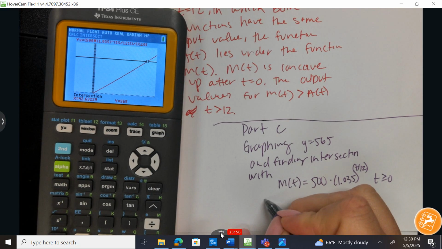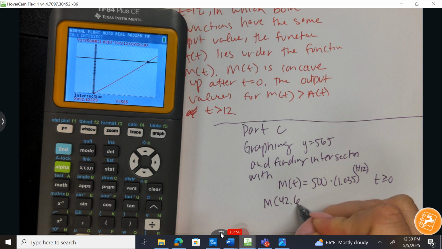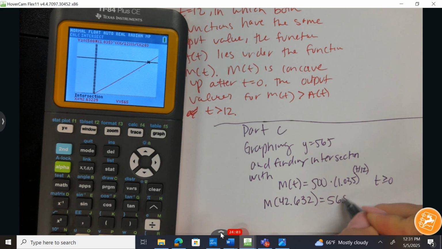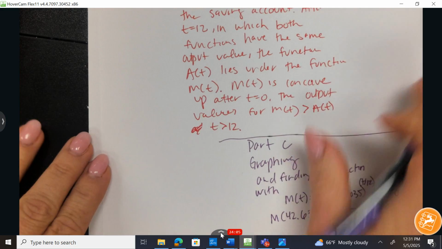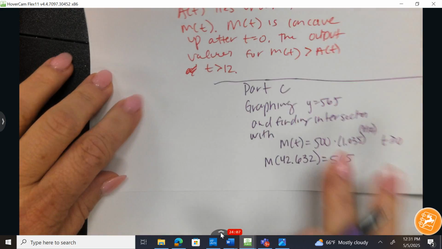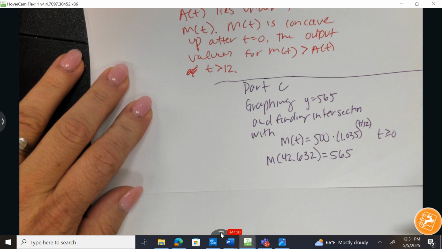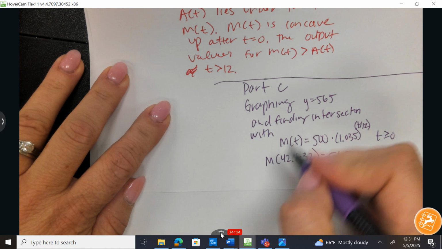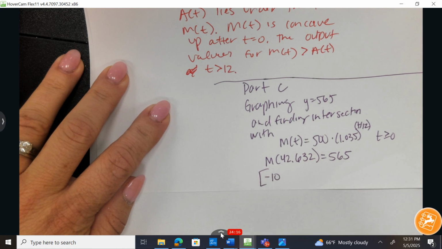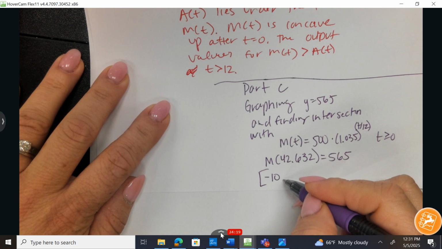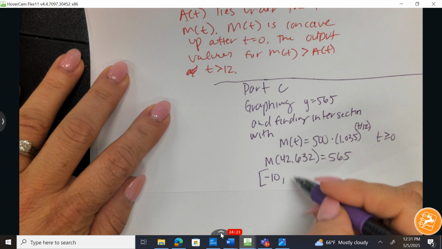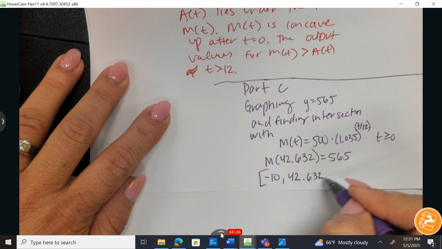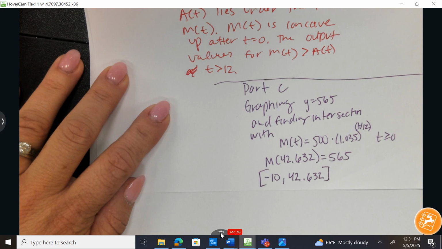So I can say that when t is 42.632, we have an output value of 565. This is specifically the domain limitations. So we can say that it goes from negative 10, we include that, that's when this person earned the money, and then it will stay within the account that we created all the way up to 42.632. At that point, the account will be closed.